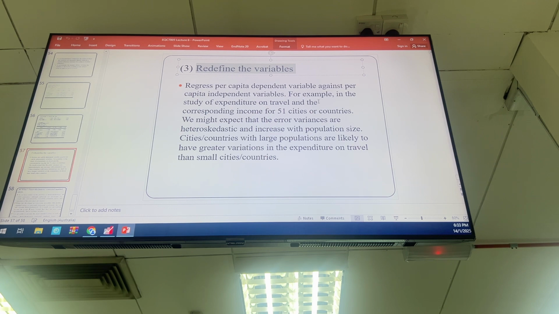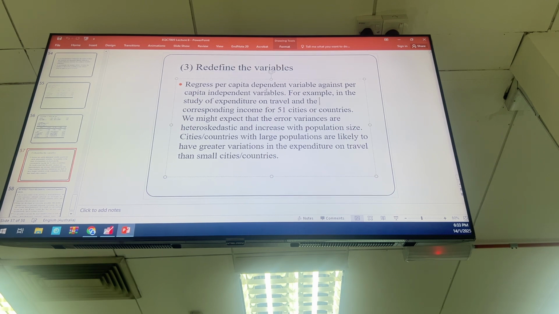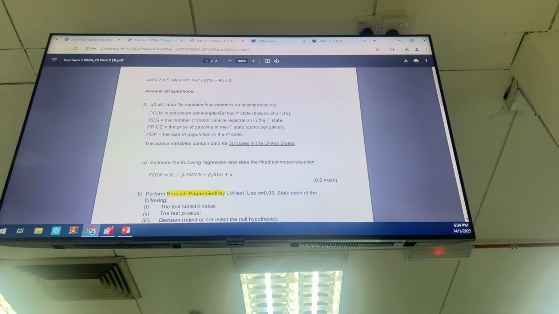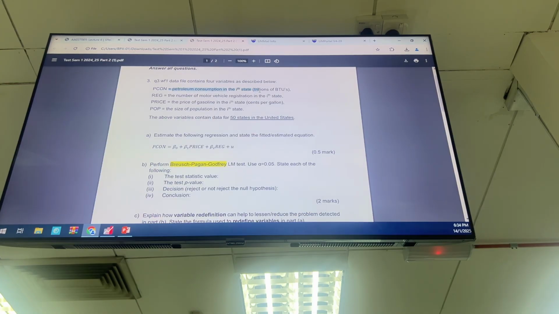So for this one, regress per capita. Remember, we have heteroscedasticity because the larger states produce larger errors, smaller states produce smaller errors. We have data for 50 different states, and some states are small in terms of population. Your dependent variable is consumption, and consumption is affected by the population in that state. So larger population, larger consumption.